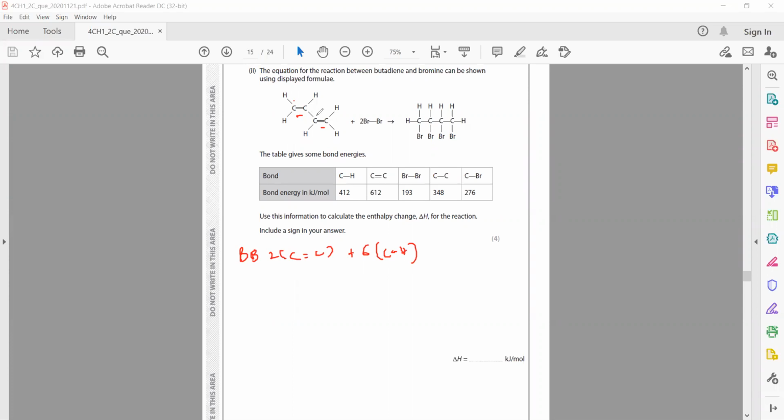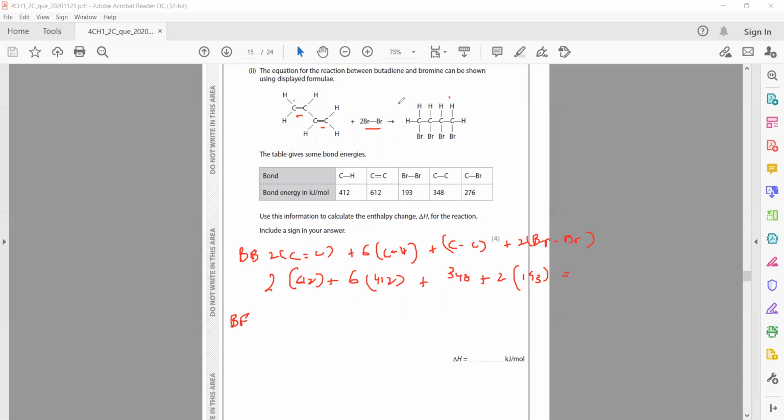And we are breaking a C-C bond as well, only one, and two bromine molecules. So we are breaking Br-Br bonds, and how many of them? Two of them. That will give us the bond breaking. So this will be 2 multiplied by the C=C 612, plus 6 times the C-H bond energy 412, plus the C-C bond 348, plus twice the bromine 193. This will give us the bond breaking. I will calculate that.